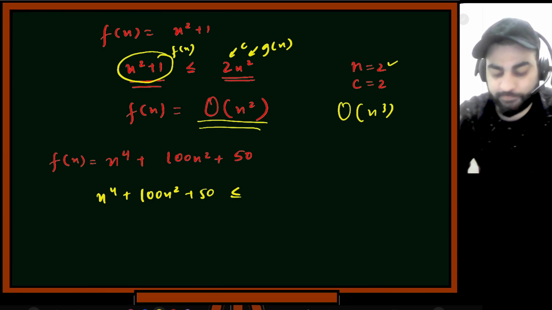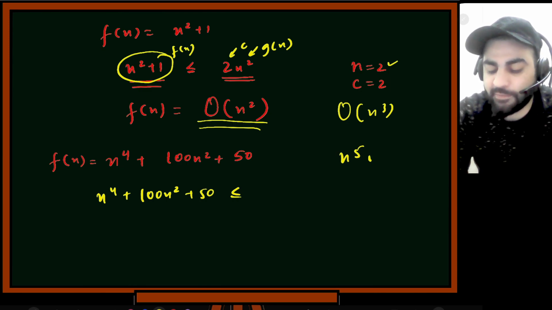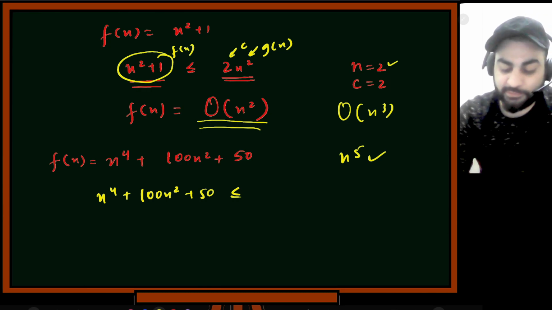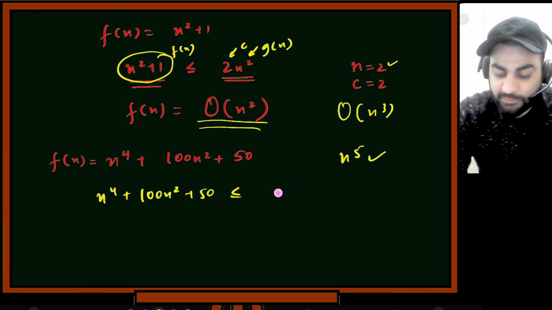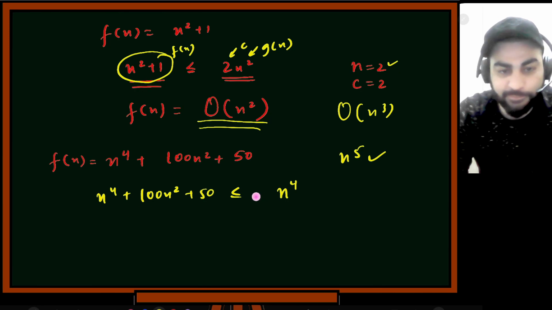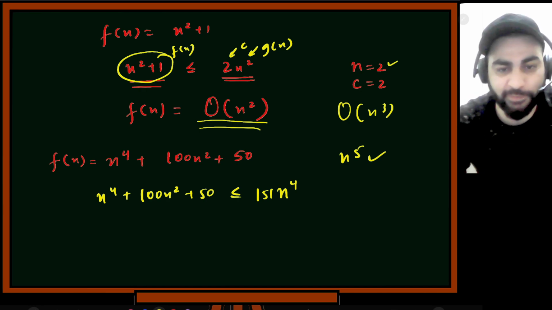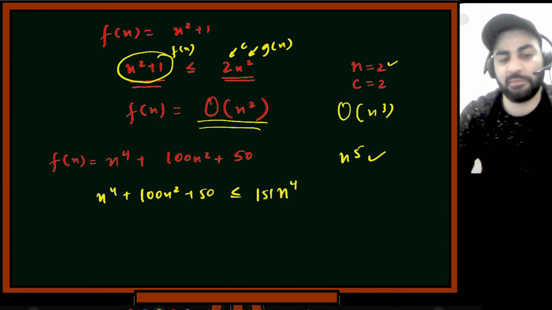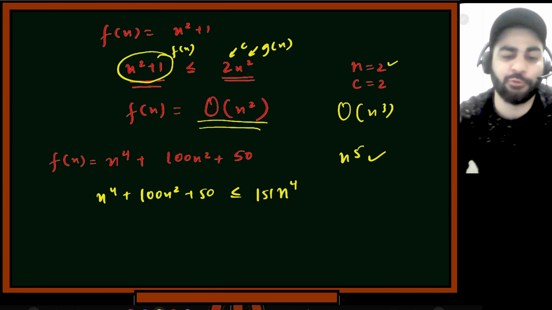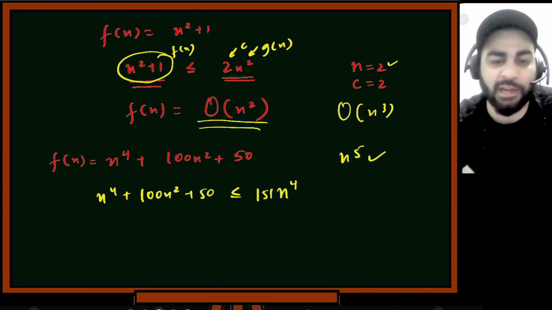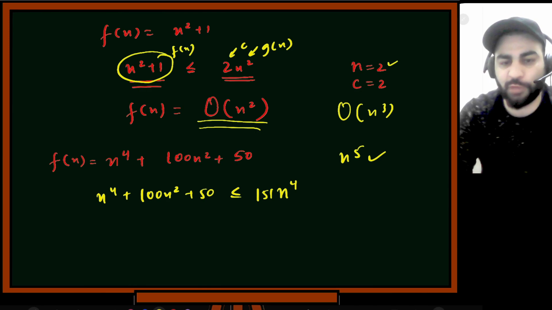N power 5 is also a good answer, but I want a tighter upper bound. 151 n power 4. N to the power 4 and what? 151. I think yes, this is also a reasonable answer. There are mathematical approaches to find these values, where you can find the closest tighter bound. But I think this is also a good answer.